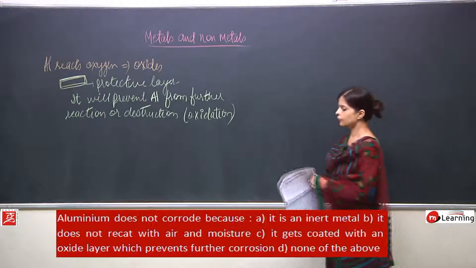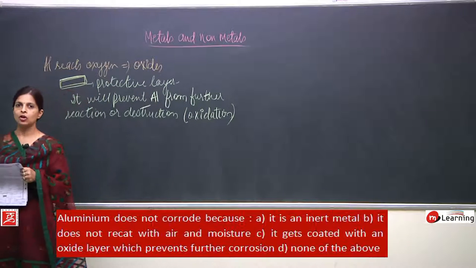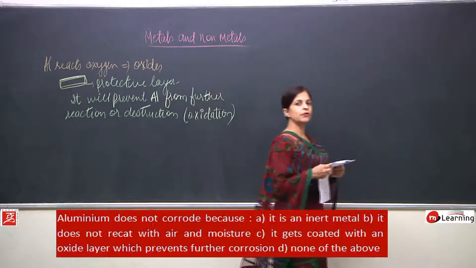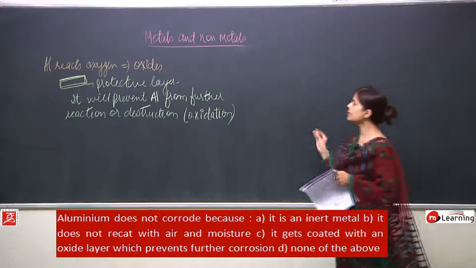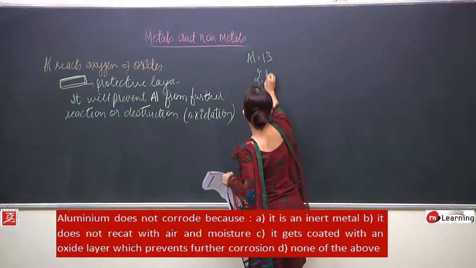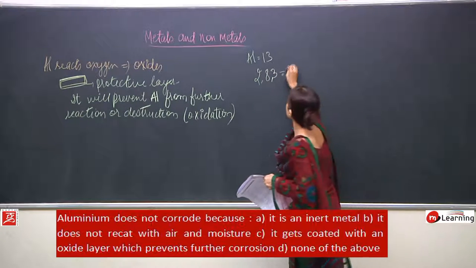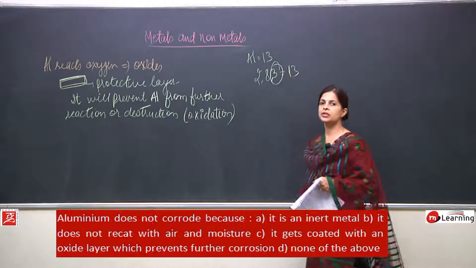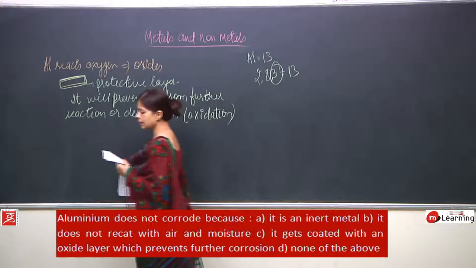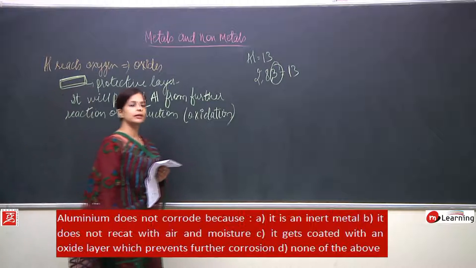So coming back to the question, aluminium does not corrode because, the first option is, it is an inert metal. Is it an inert metal? Just try to find out the configuration. Magnesium is 12 and aluminium is 13. Just see the configuration, 2, 8 and then 3, which gives rise to 13. So is it an inert configuration? No, not at all. So the first option is wrong. Aluminium is not at all an inert metal.